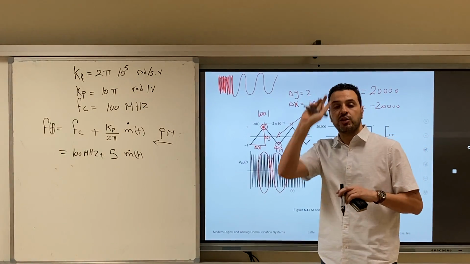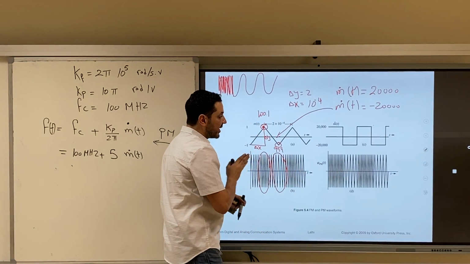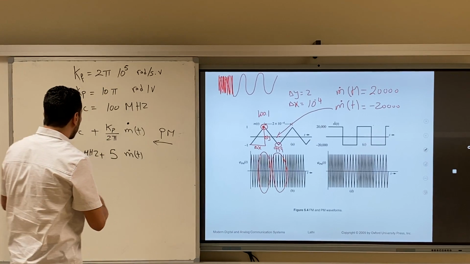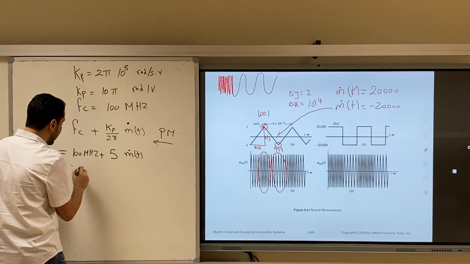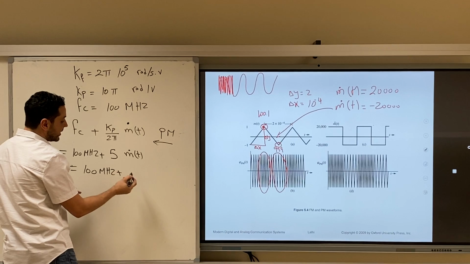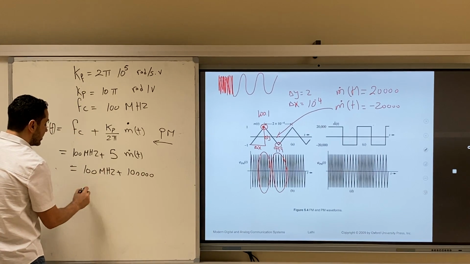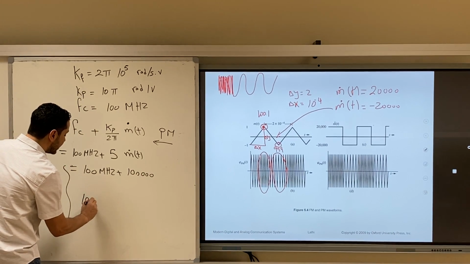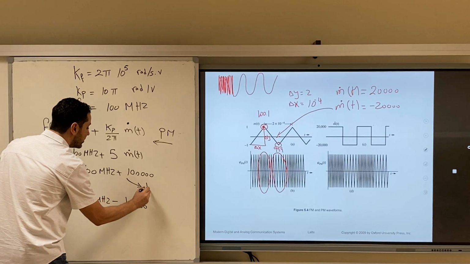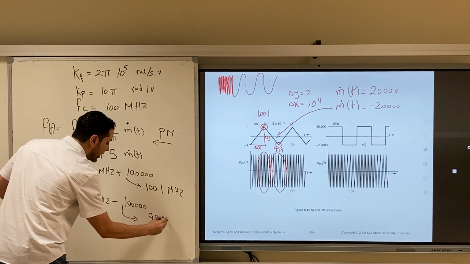So m dot takes only two values, in contrast to m, which was gradually changing between -1 and 1. But m dot takes only two values, 20,000 or negative 20,000. So when you calculate the frequency, you will get only two values for the frequency. Either 100 mega plus 5 multiplied by 20,000, which is 100,000, or 100 mega minus 100,000. So this will give you 100.1 megahertz, and this will give you 99.9 megahertz.